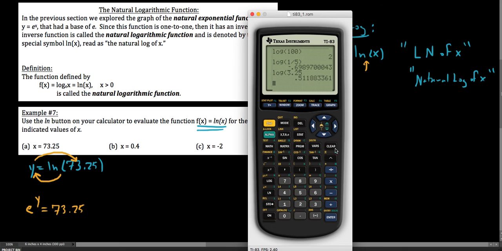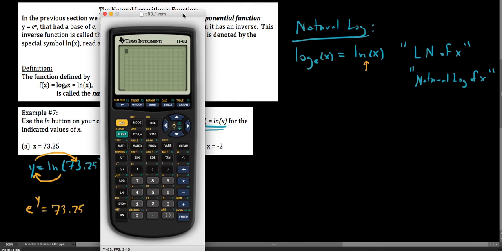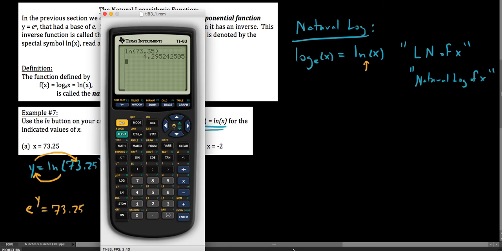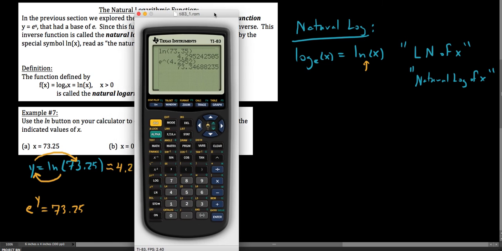So grabbing our calculator here, you're going to notice that your natural log key is just below your common log key. So the natural log of 73.25 is equal to about 4.2952. So one thing I want to show you here is if we take e to the power of about 4.2952, we're going to get approximately what we started with here, which was 73.25.